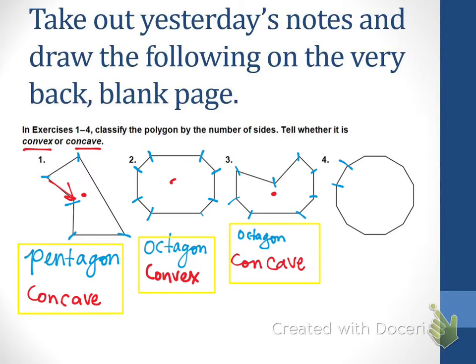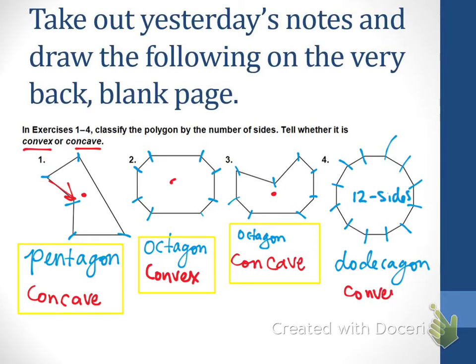And then the next one, 1, 2, 3, 4, 5, 6, 7, 8, 9, 10, 11, 12. It's 12 sides, right? Which makes it a dodecagon. Do any of them come in towards the center? No, so it's convex.